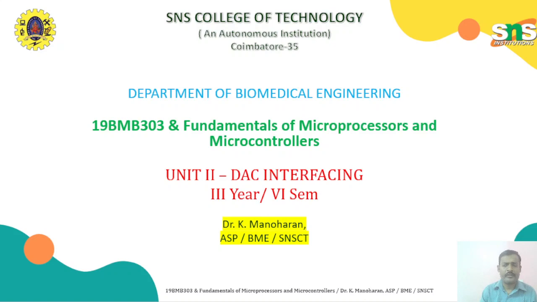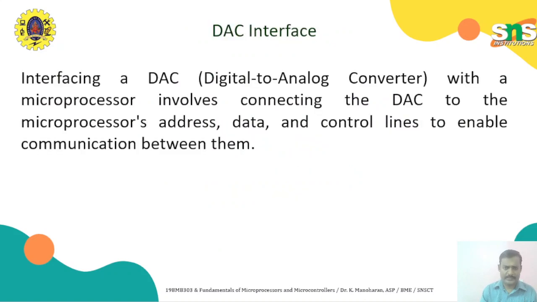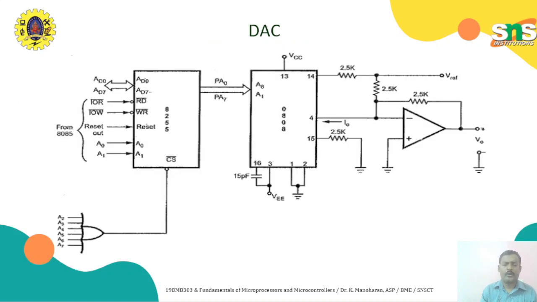So here we are going to see about DACs. A DAC is a digital to analog converter. It will be interfaced with the microprocessor to convert digital into analog. So we need to connect the address bus, data bus and control lines for effective communication between them. Look at the block diagram. This is the address lines.